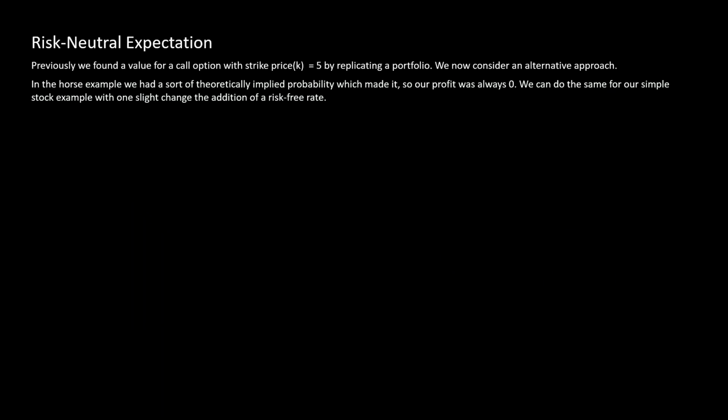Previously, we found the value of a call option with strike price 5 by replicating the portfolio. We now consider an alternative approach. So, in our horse example, we had a sort of theoretically implied probability, which we called the risk-neutral probability, which made it so our profit was always 0. We want to do something similar for our simple stock model. The only difference is that we will also have a risk-free rate of interest. So instead of it equaling 0, we will actually equal the risk-free rate.